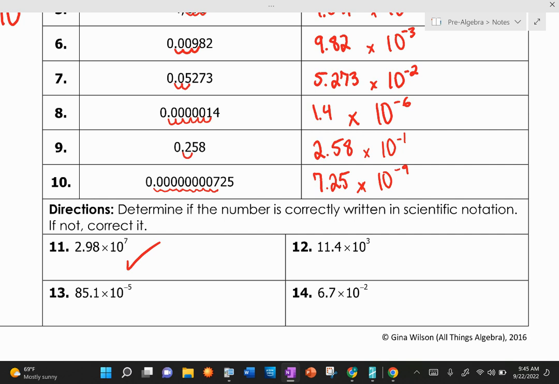Focus, guys. Just focus, okay? Okay, so if we're going to move it one more time, that's going to give us 1.14 times 10, now not to the third, be to the fourth. Okay, so make sure you add that in. Do 13 and 14 real quick on your own.